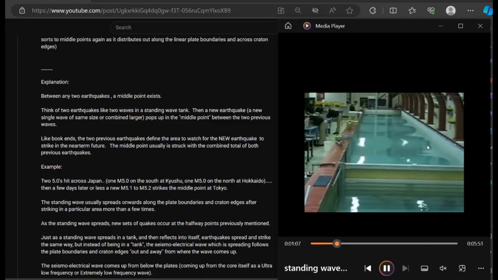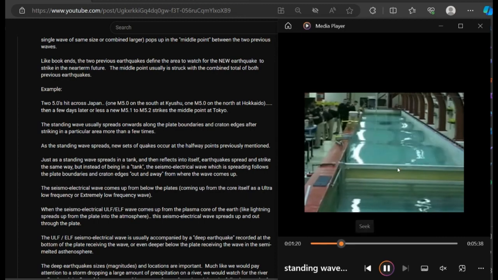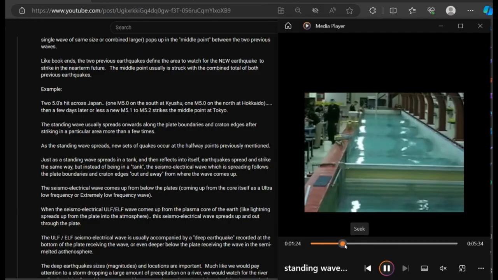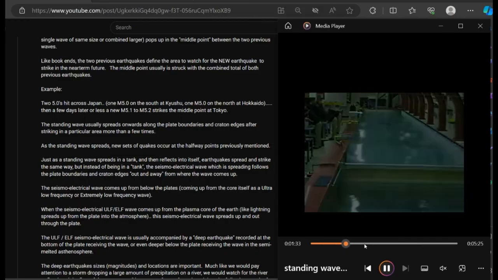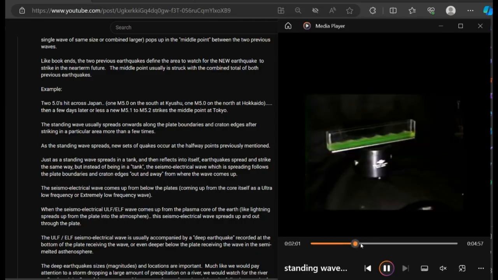The standing wave usually spreads onwards along the plate boundaries and craton edges after striking in a particular area more than a few times. As the standing wave spreads, new sets of quakes occur at the halfway points previously mentioned. Just as a standing wave spreads in a tank, and then reflects into itself, earthquakes spread and strike the same way, but instead of being in a tank, the seismo-electrical wave which is spreading follows the plate boundaries and craton edges out and away from where the wave comes up.